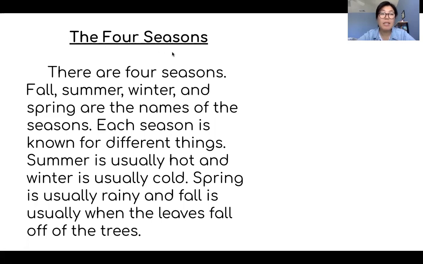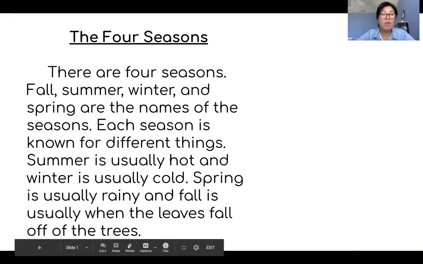The four seasons. There are four seasons. Fall, summer, winter, and spring are the names of the seasons. Each season is known for different things. Summer is usually hot and winter is usually cold. Spring is usually rainy and fall is usually when the leaves fall off of the trees.